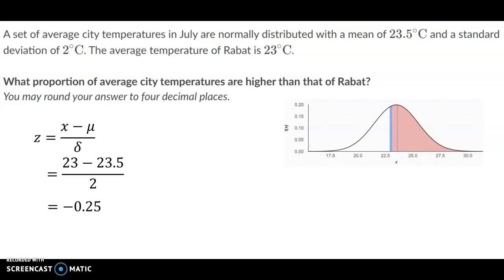That negative means that you are on the left side of the mean. Because this is symmetrical, you can just ignore it for these types of problems, and we're just going to be looking up 2.5 because that's going to be the same as negative 2.5.